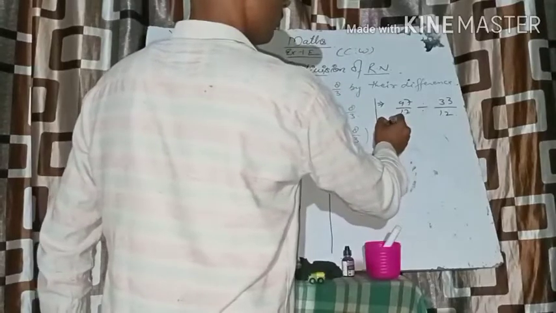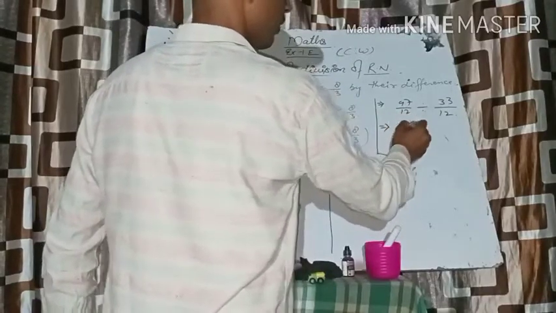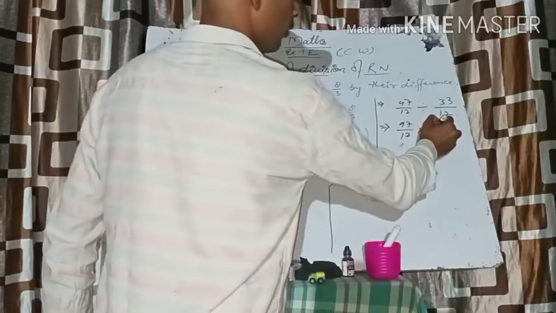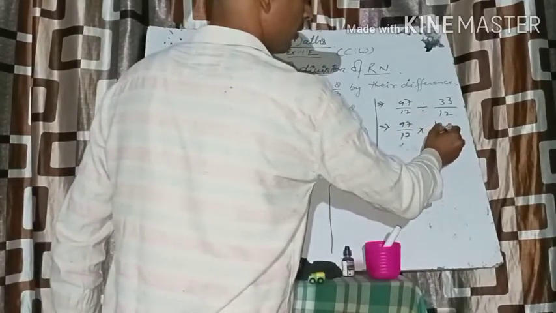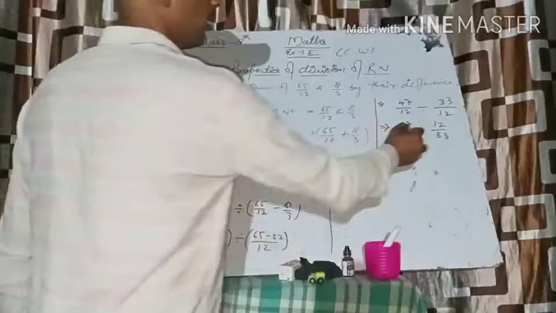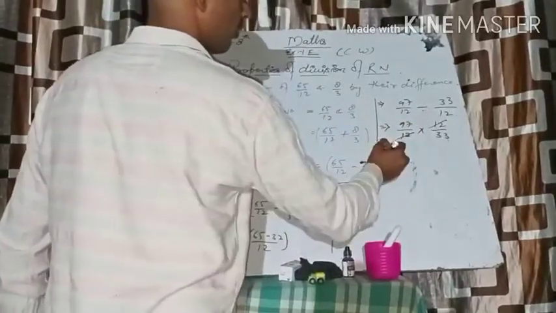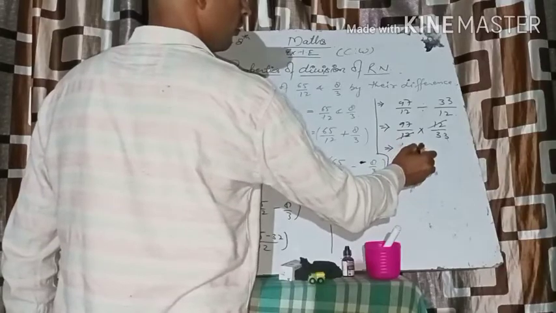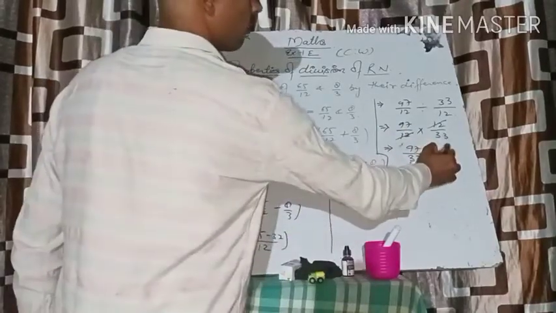Now how will we solve this one? 97 by 12 multiplied by 12 by 33. Now 12 and 12 cancel. Your answer becomes 97 by 33. Okay, it's your answer.